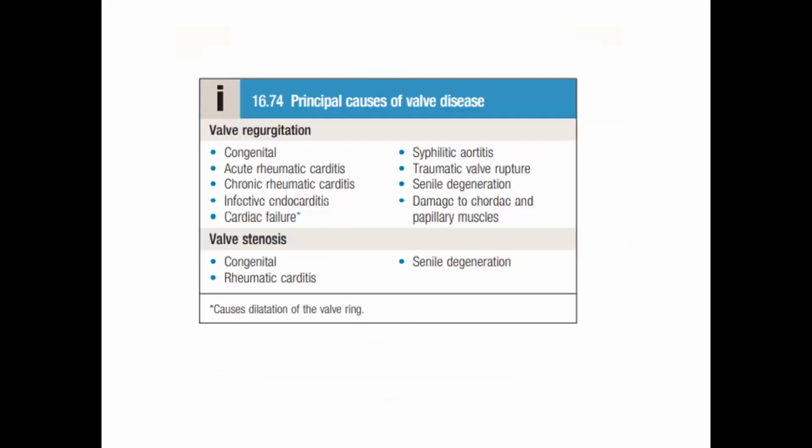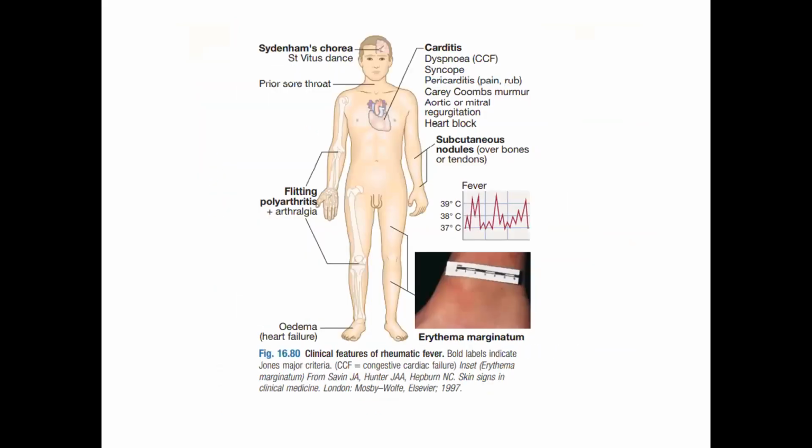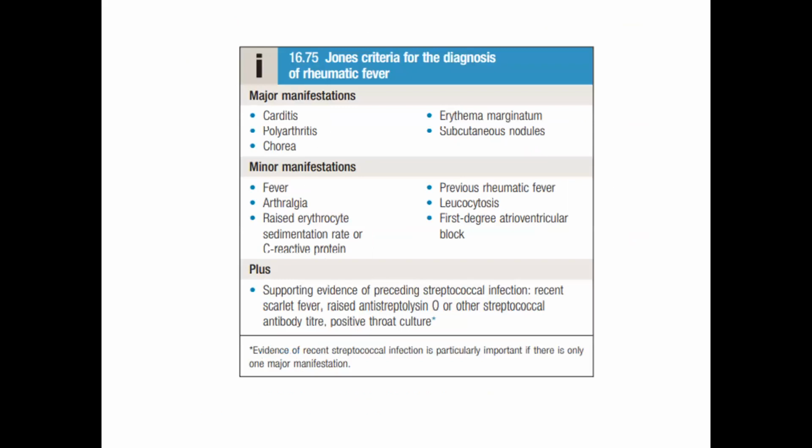So here we were discussing the Jones criteria, which is used in rheumatic fever. In rheumatic fever, you remember the Aschoff bodies, the Caterpillar cells, Sydenham's chorea. And in the Jones criteria for diagnosis, there are major and minor criteria.